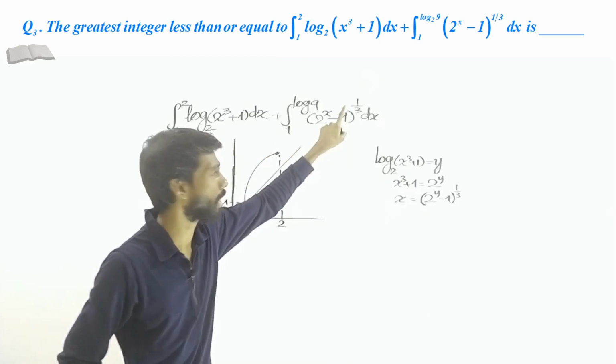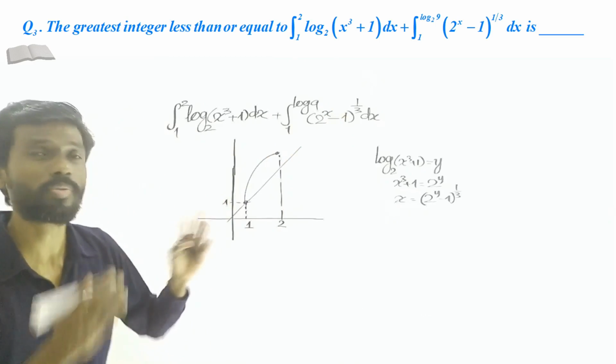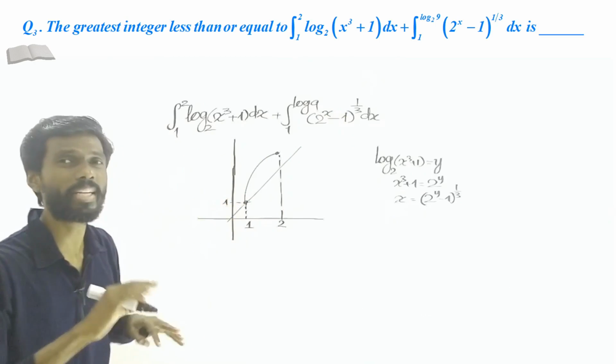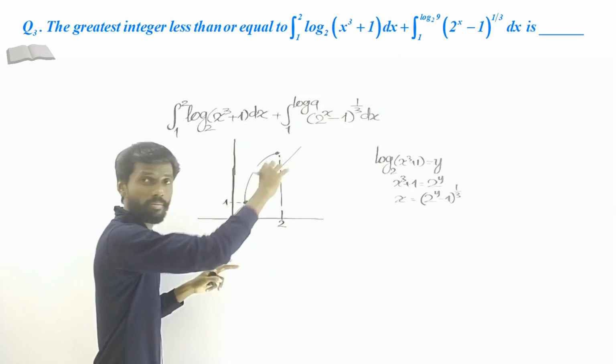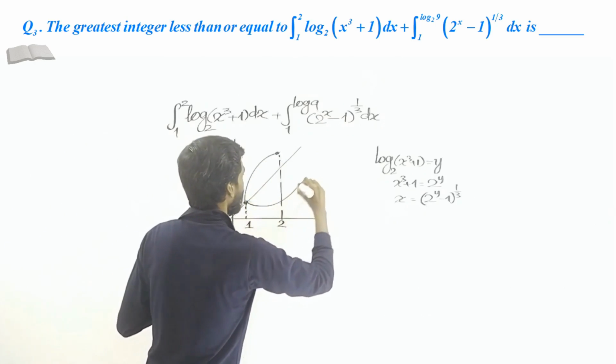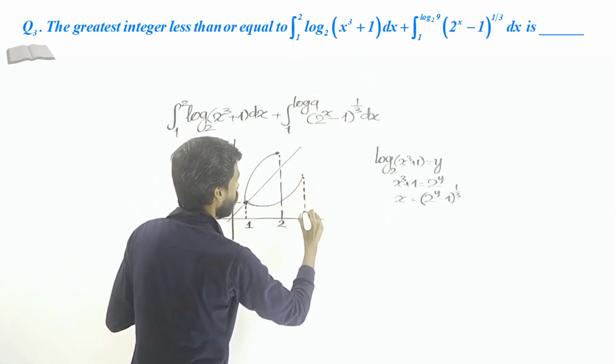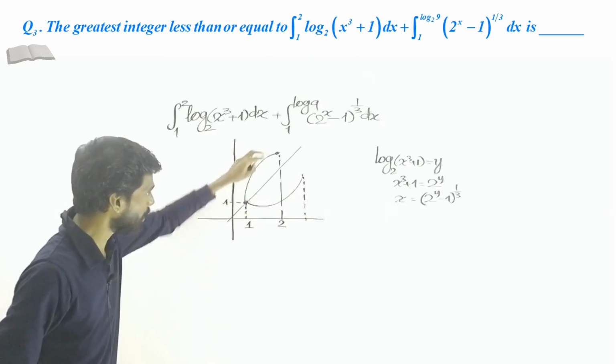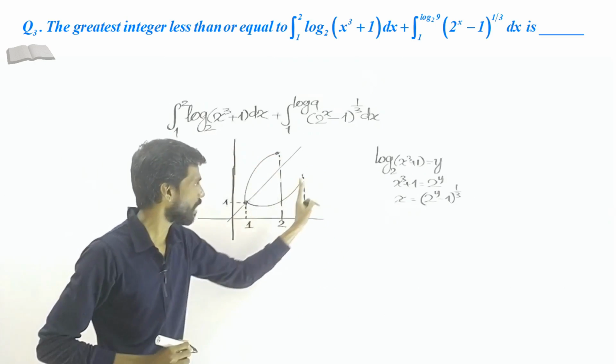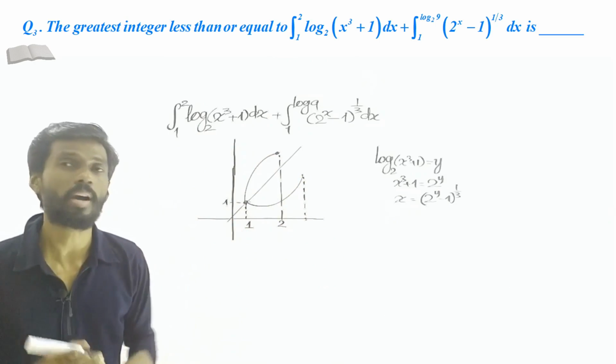What is 2 to the power x minus 1, to the power 1 by 3? This is the inverse function of this. That means the graph will be symmetric about this. If you draw it symmetric about the line y equal to x, the graph will be something like this. So that area we have to find. This area we have to find separately, and this area we have to find separately. That sum is our required answer.